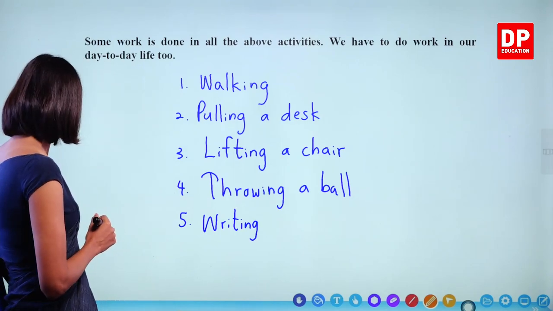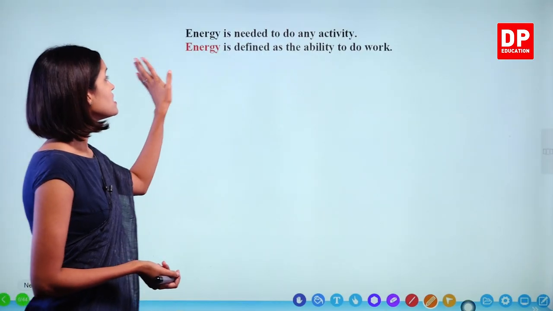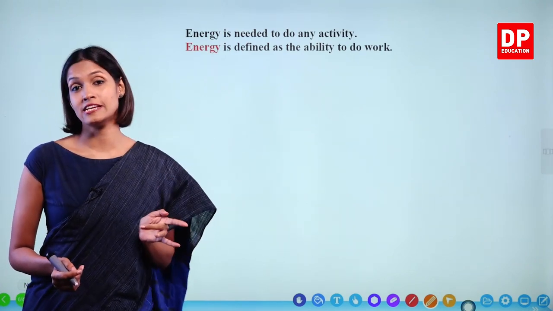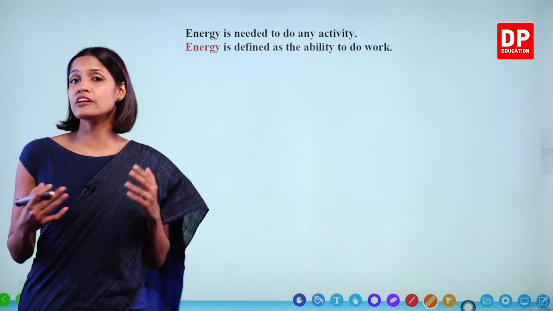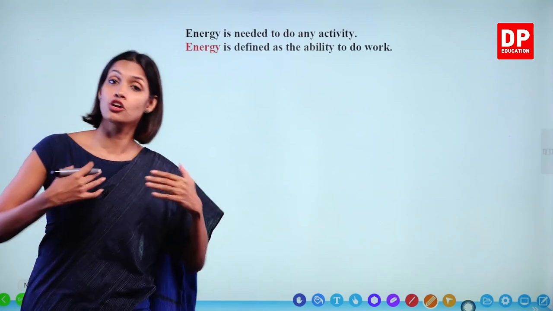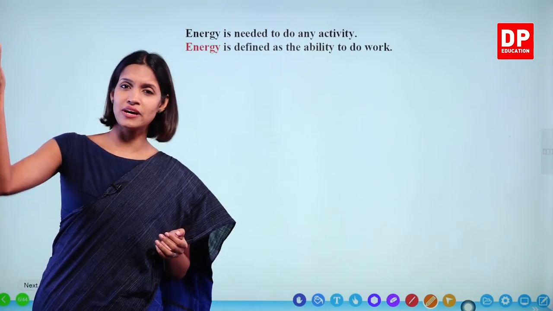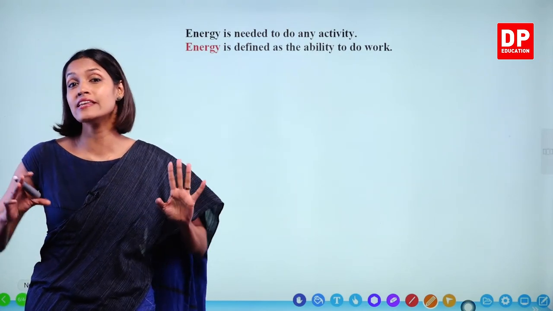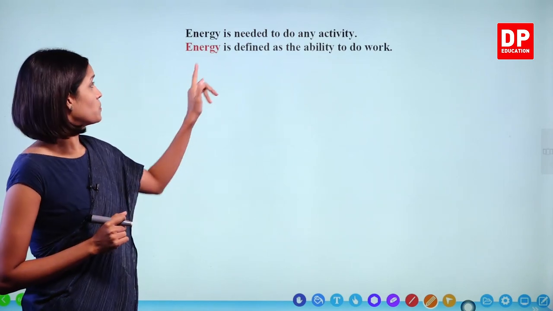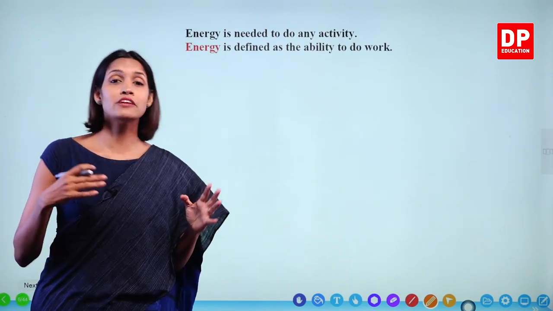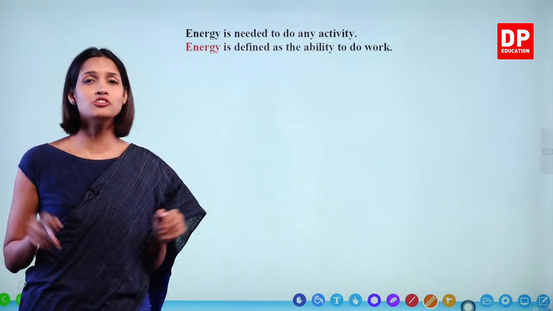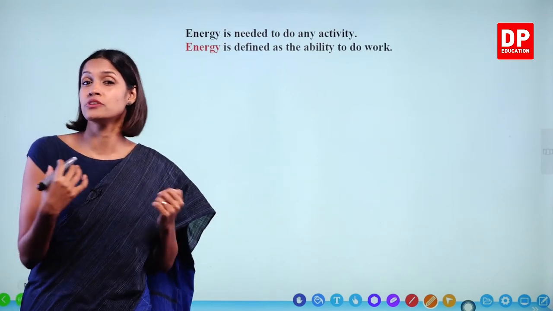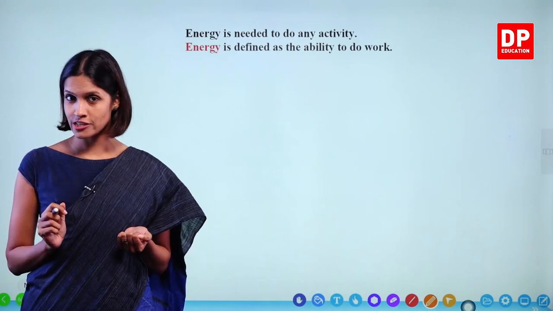Okay, children? So let's see that. Energy is needed to do any activity. We can't do any activity without energy. So you need energy in different amounts. If you want to run fast, you need a lot of energy. But if you want to just move your hand like this, right? If you want to write something, you don't need that much energy, right? So you need a lot of energy to run fast, but if you want to move your hand or write something, you don't need that much energy. That's why I said you need energy in different amounts based on the activity, based on the work you engage in. Okay, children?